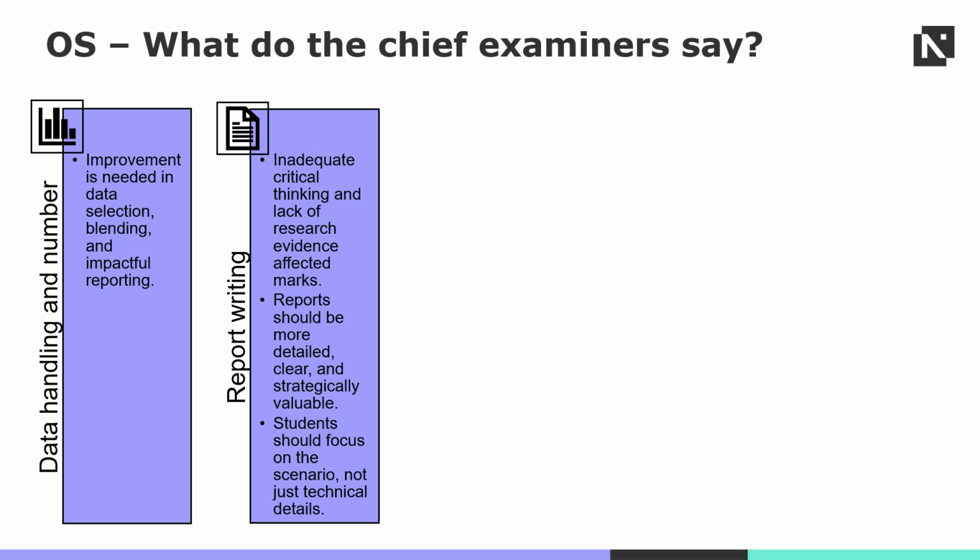In terms of report writing, a lack of critical thinking and insufficient use of research evidence impacted marks, highlighting the need for deeper analysis and evidence-based approaches. And reports should be more detailed, clear and strategically valuable, with a stronger focus on the given scenario rather than just technical details. And this will really help students better communicate their findings, which is crucial for their future success in the data analytics industry.